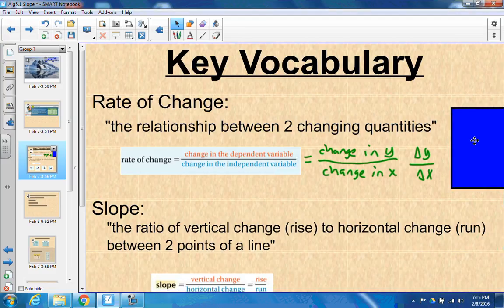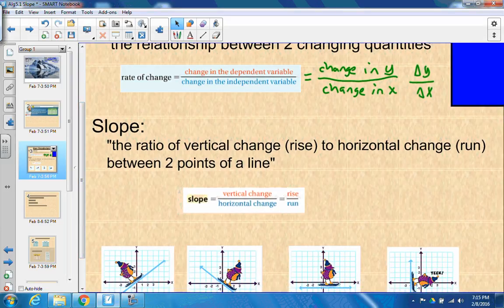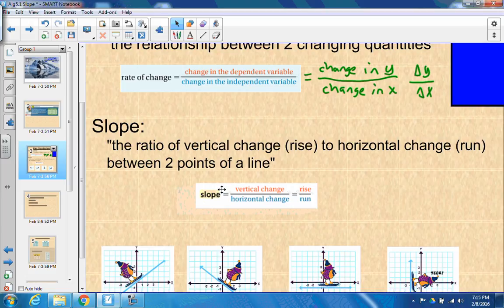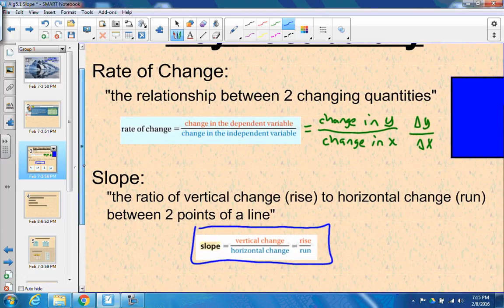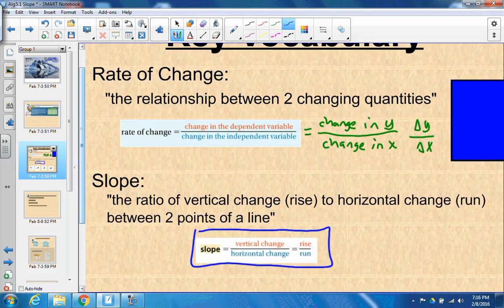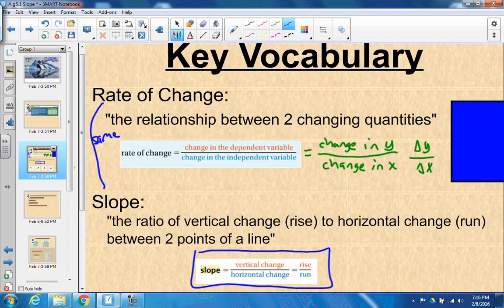All right, slope, more specifically, is the ratio of vertical change to horizontal change. So that's rise over run between 2 points of a line. So this is where we have it right here, rise over run. Remember, slope is rise over run. Just repeat that to yourself 15 times before bed every night, and you'll understand slope. Now, just keep in mind, these two things, rate of change and slope, are essentially the same thing. There's two different words for the same thing. The rise would be the change in the y's of a line on a coordinate plane, and the run would be the change in the x's.